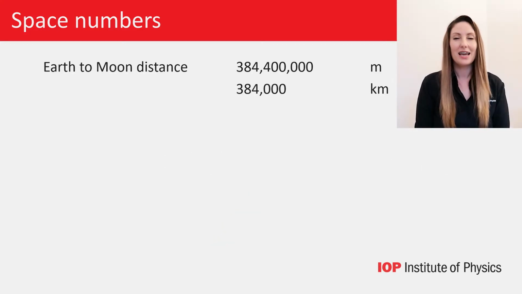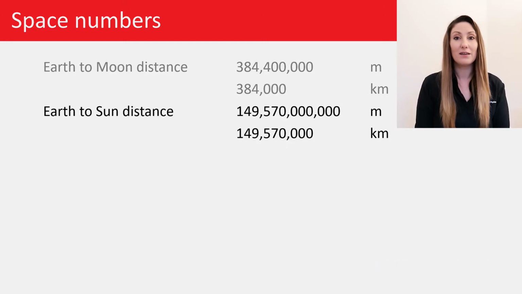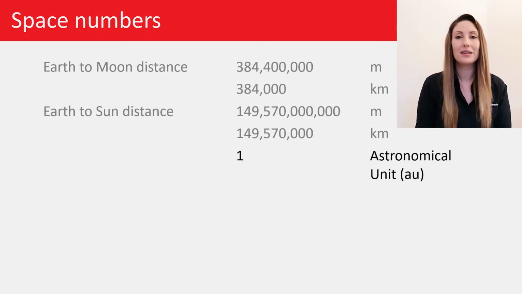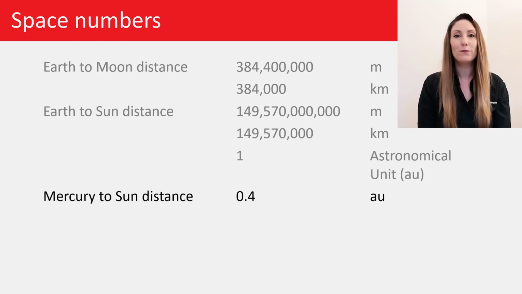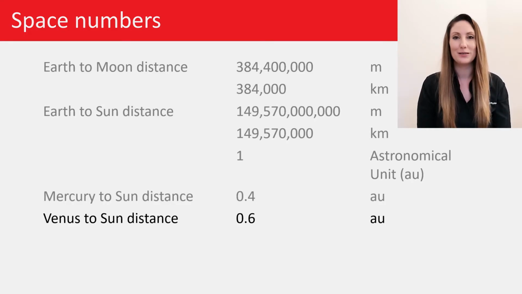The Sun, however, is 149,570,000,000 metres away from the Earth. Even 149,570,000 kilometres isn't an easy number to use. So, we use a different unit when talking about the distance between the Earth and the Sun. The distance from the Earth to the Sun is 1 astronomical unit, or 1 AU. Mercury is 0.4 AU from the Sun, and Venus is 0.6. These are much nicer numbers.